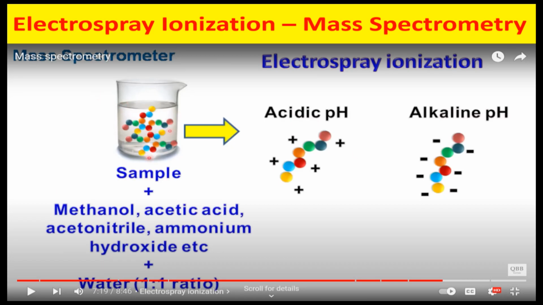Now, this is the sample along with the chemicals generating either acidic pH, in which we find positive ions, cations, or alkaline pH, in which we find negative ions, or anions. Generally, the cations are more useful for any kind of sample analysis. So we go about generating acidic pH to form cations.